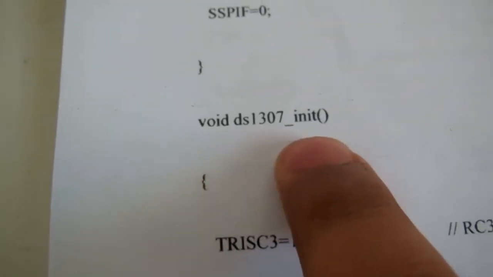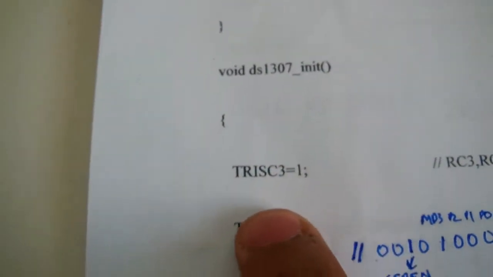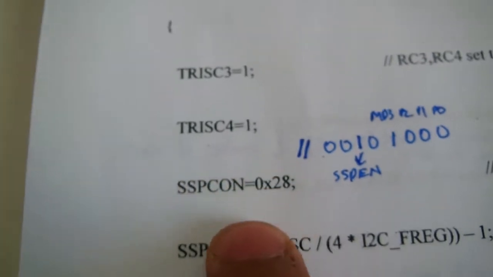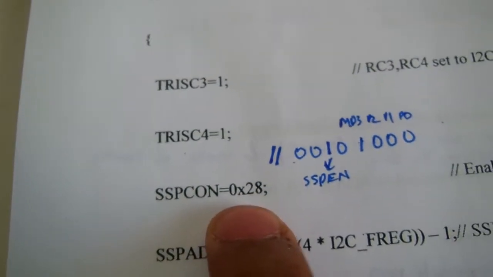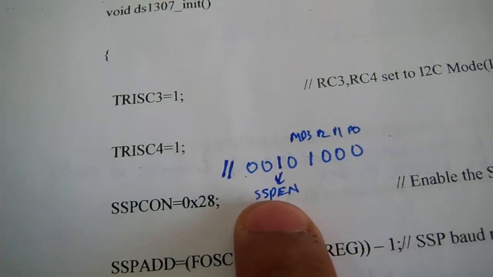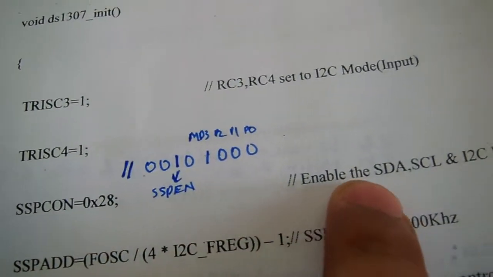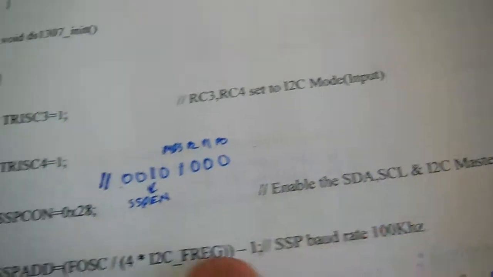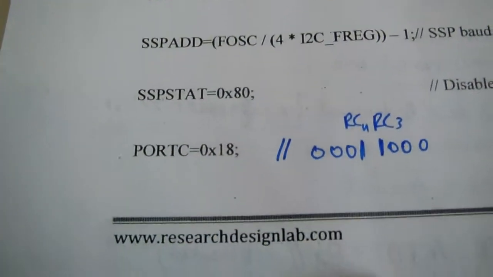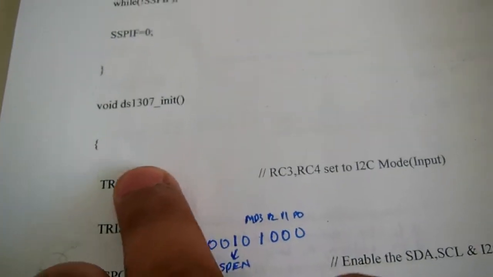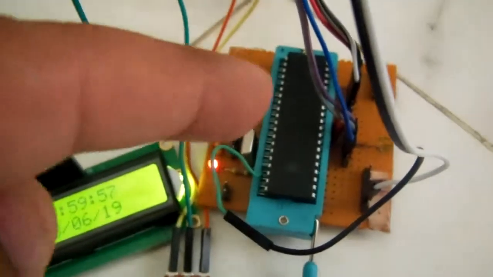For example, to initiate the communication, we have to use TRISC3 equal to 1, TRISC4 equal to 1, and SSPCON equal to 0x28 to enable the synchronous serial port and enable the serial data and clock using master mode. So these are the codes. We have written this code in MPLAB X IDE.